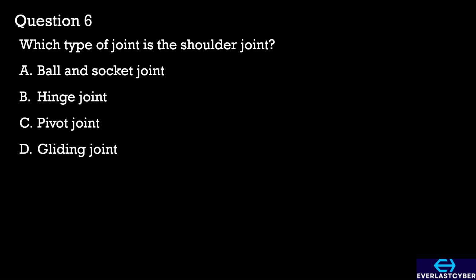The shoulder joint consists of the head of the humerus, which is like a ball, fitting into the glenoid cavity of the scapula, which is like a socket. So the type of joint that is found in the shoulder is the ball and socket joint. Now, this structure allows for multi-directional movements. So you can rotate your arm, you can abduct your arm, you can adduct your arm. It allows flexion and extension as well.